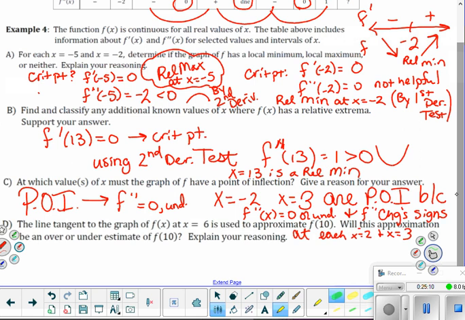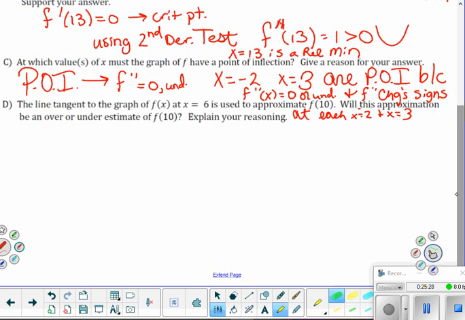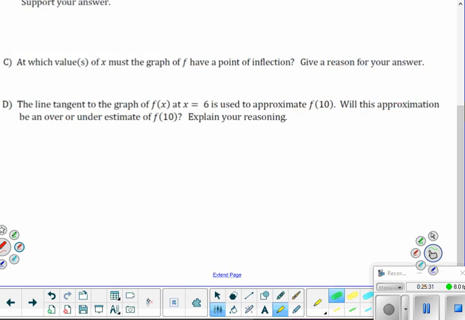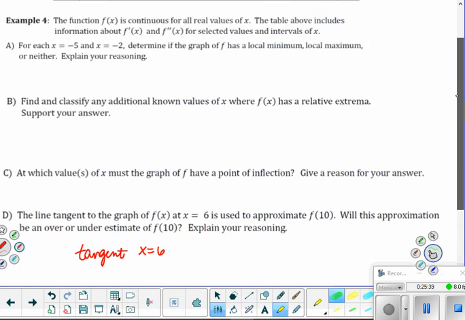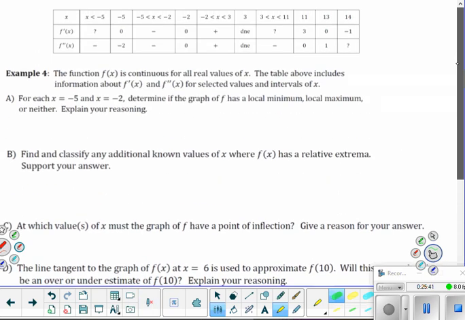Part D. The line tangent to the graph of f of x at x equals 6 is used to approximate f of 10. Will this approximation be an over or an under estimate of f of 10? And explain your reasoning. So we know all about, I'm just going to clear my screen. We know all about tangent lines, right? We could build a tangent line at x equals 6. Do we have enough information on our chart? At 6, I don't have specifics, but I do see that 6 does lie right in here.